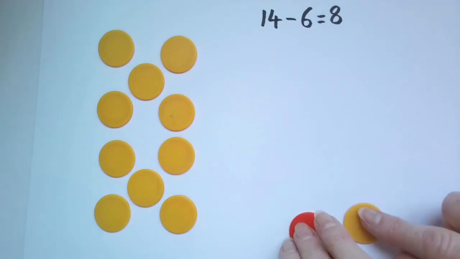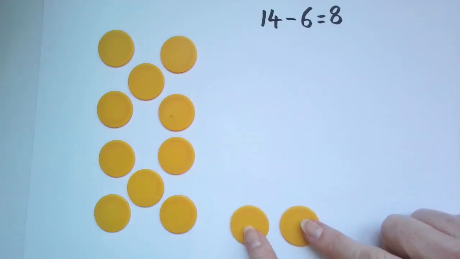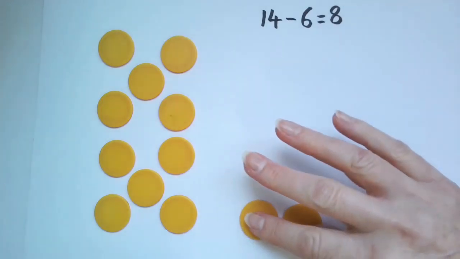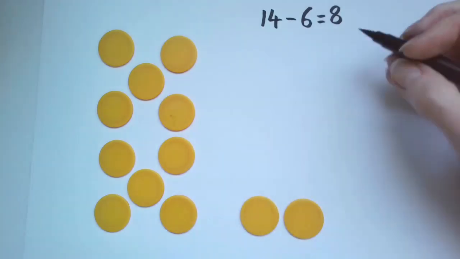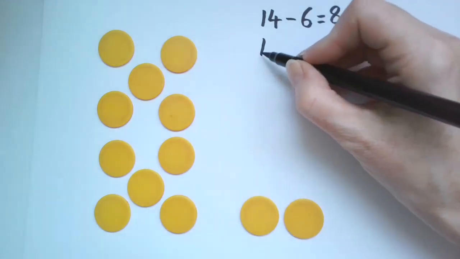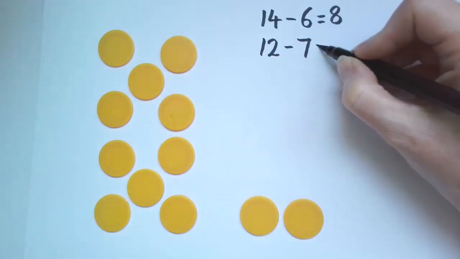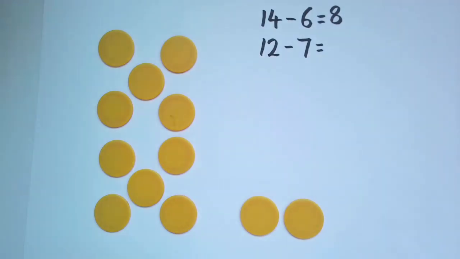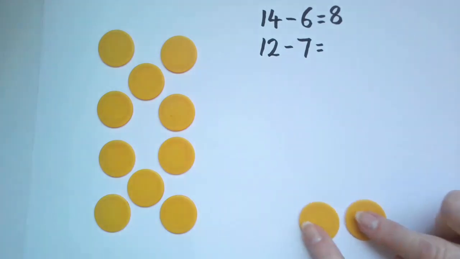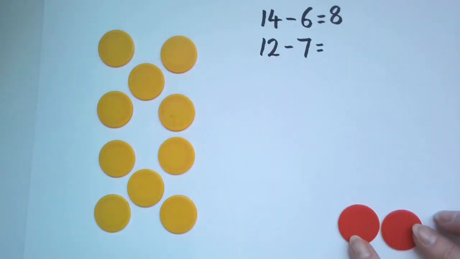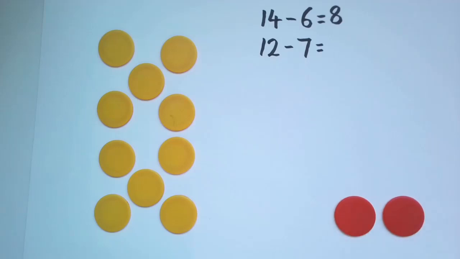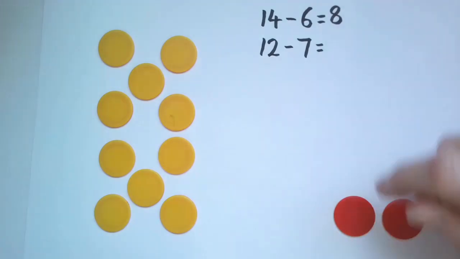So this time, let's just have 12. So let's try this time 12, and we'll subtract 7. So again, I'm looking at my number, I've got 12, and I can see straight away if I subtract 2 of my counters, I'm going to have 10 left. I can use my number bonds for 10. I've subtracted 2.